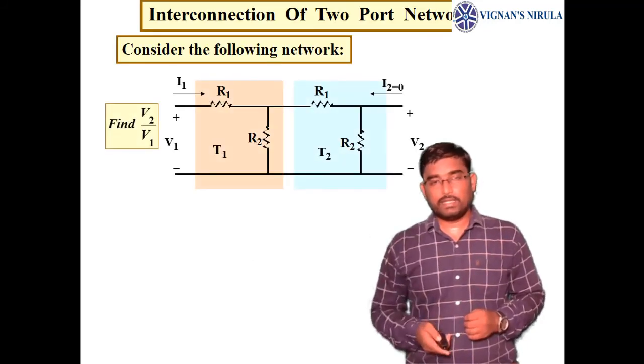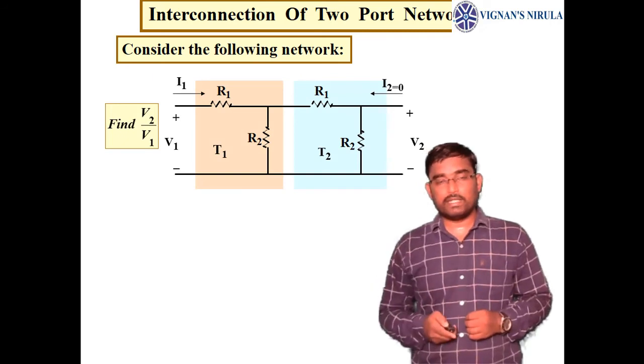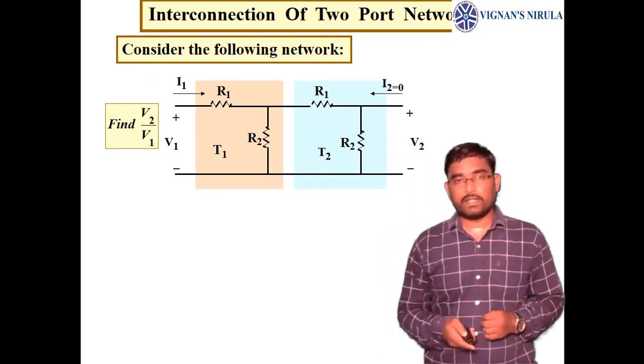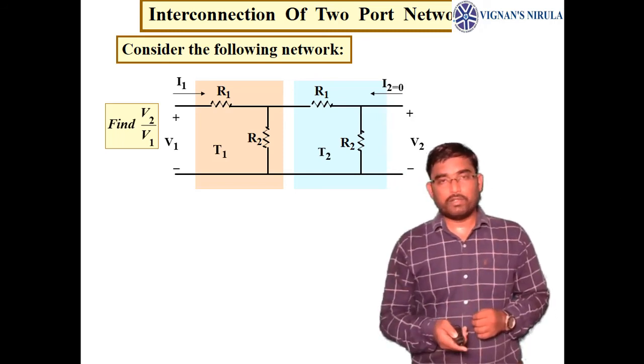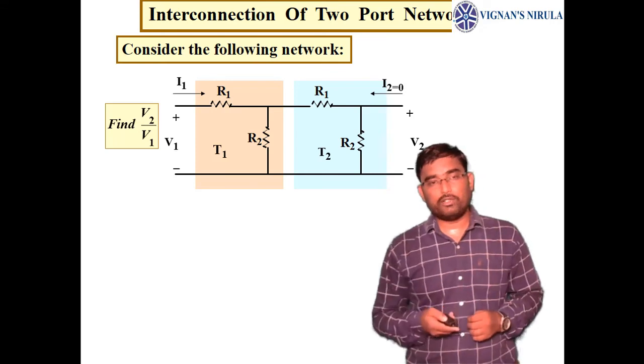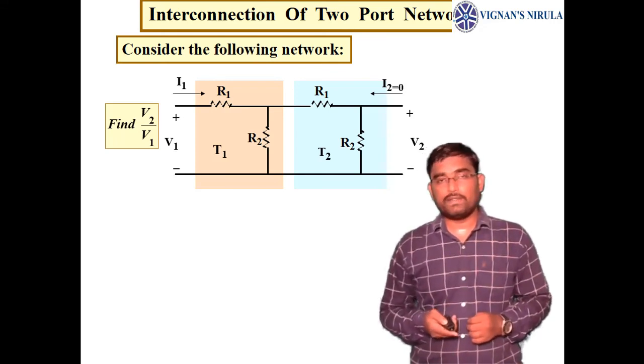Next, consider the network here. This is the network given, R1, R2, R1, R2. Two identical sections are connected in cascade. Port 1 variables are V1, I1. Port 2 variables are V2, I2. You are asked to find V2 by I1. Here I2 is given as 0.